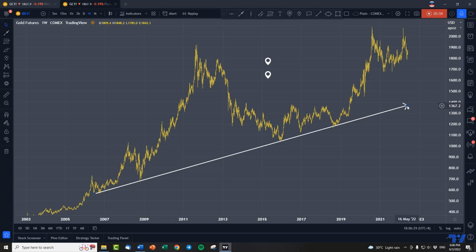And I'm going to extend this a little bit further. I'm getting excited. Okay. Now, when we use a weekly chart and look at such a broad horizon of the gold market, it also makes sense to tie in some fundamental understanding here.